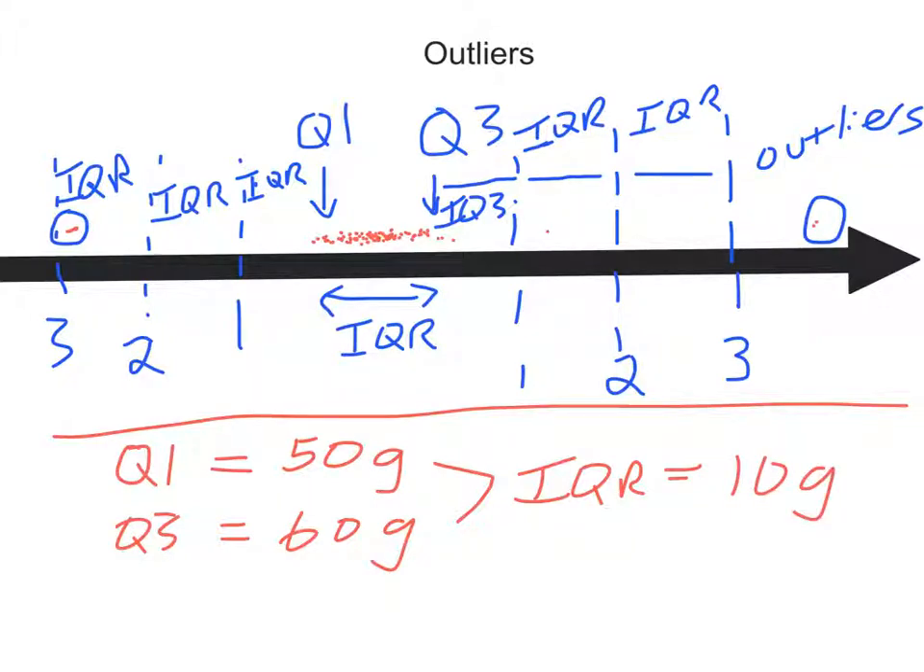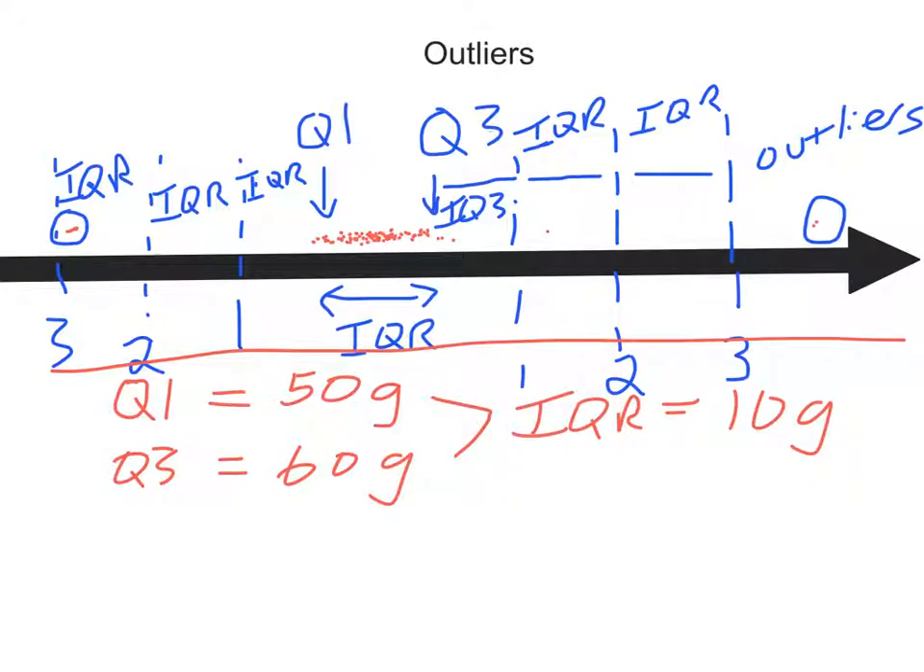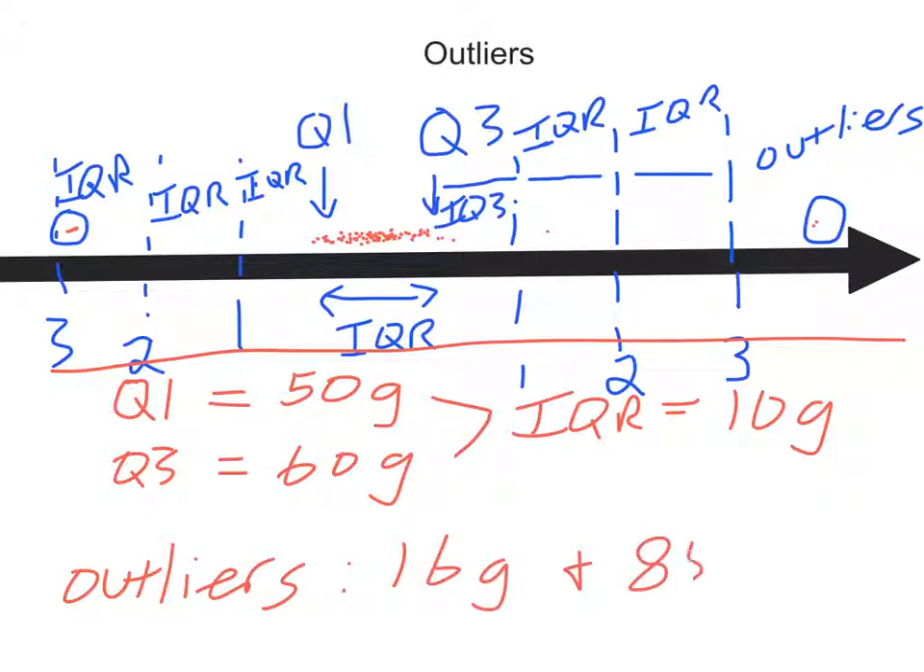So my question to you is this. Are these numbers outliers? 16 grams and 85 grams. Are they outliers? See if you can do it in your head. You might want to pause this if you need a little time.